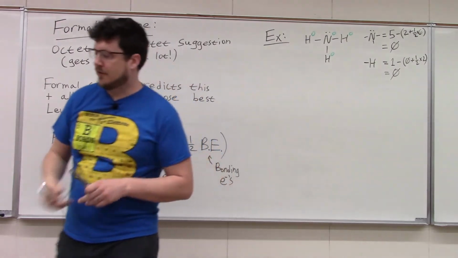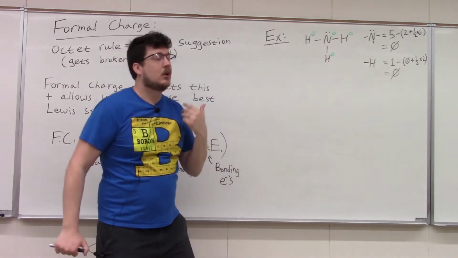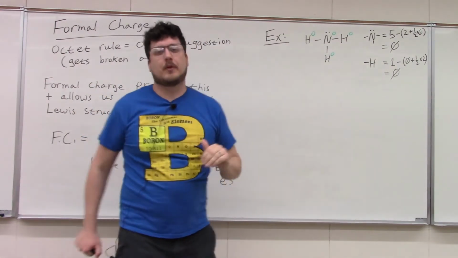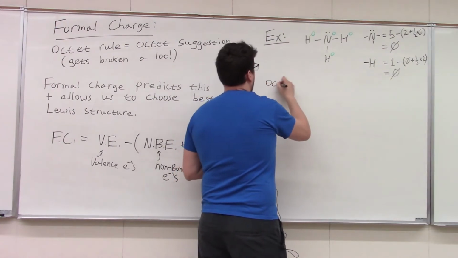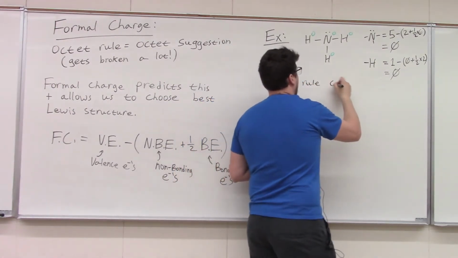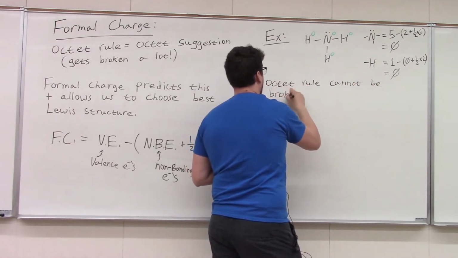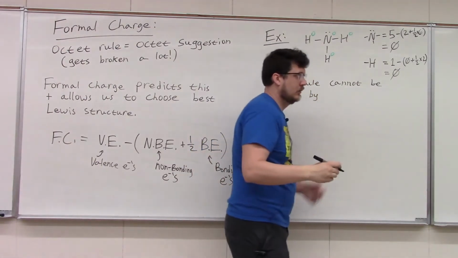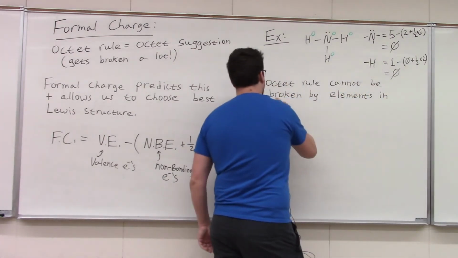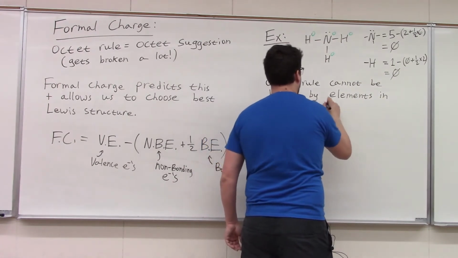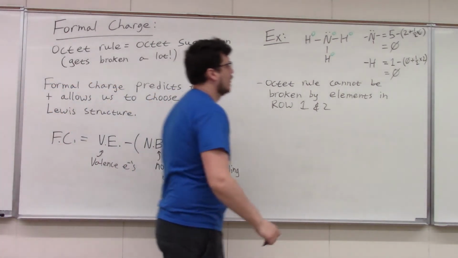Okay. So nitrogen can't break the octet rule. Hydrogen can't break the octet rule. Only elements in the 3rd row of the periodic table. You have to have d orbitals accessible. So, the octet rule cannot be broken by elements in row 1 or 2. You have to be row 3. So stuff like phosphorus and sulfur, they're going to break the octet rule like crazy.